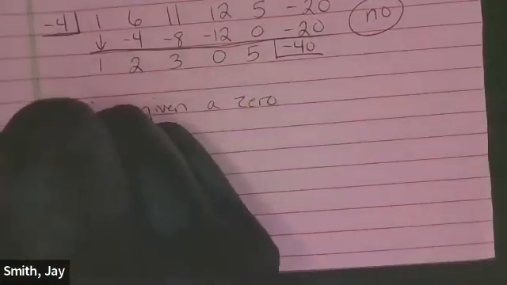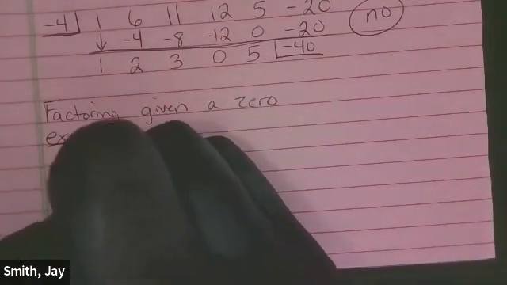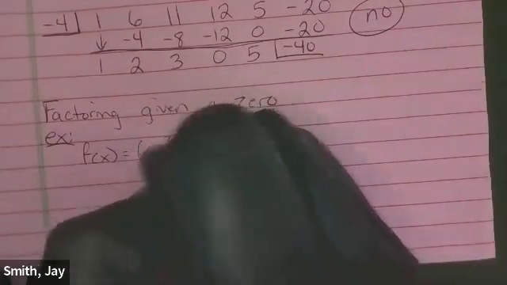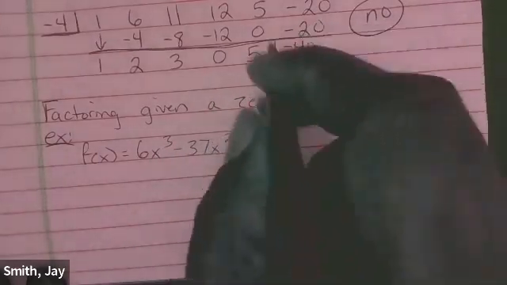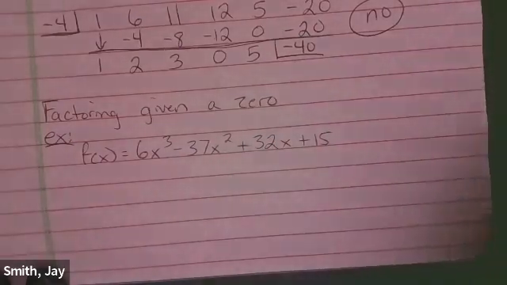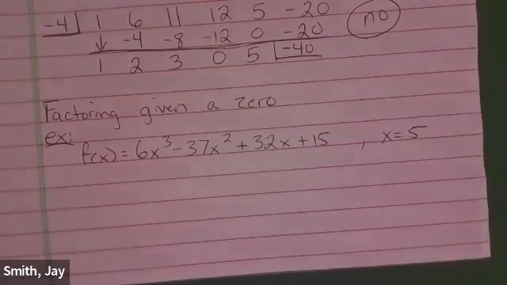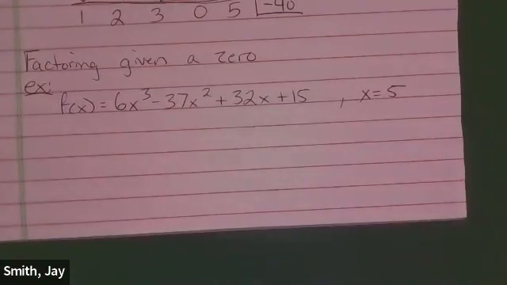An example of this, if we're given the function f of x, which is 6x cubed minus 37x squared plus 32x plus 15. We're trying to see if 5 is a 0 of the polynomial. Keeping in mind that if 5 is a 0, x minus 5 is a factor.